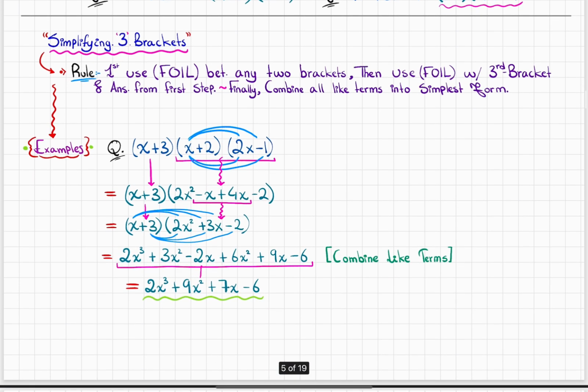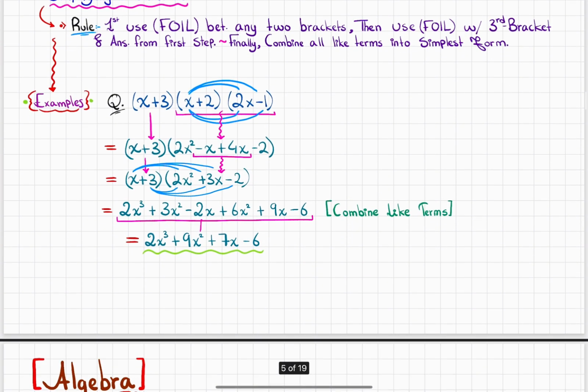Simplifying 3 brackets. So this is basically the exact same thing as FOIL, but you just have one more extra bracket. So you first use FOIL between any 2 brackets of your choice, then use FOIL with the 3rd bracket. Finally, combine all like terms into simplest form. So this is very simple. You just have a look. You have 3 brackets. Choose any 2 brackets and use FOIL between them. You're going to get an answer. Then use FOIL with that new bracket that you just got and the last 3rd bracket. Your answer, combine like terms and simplify it to its simplest form.